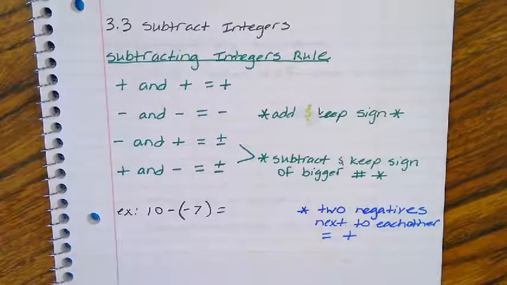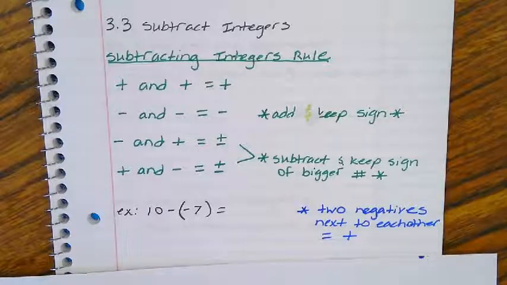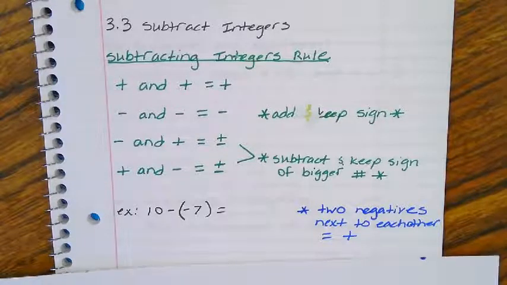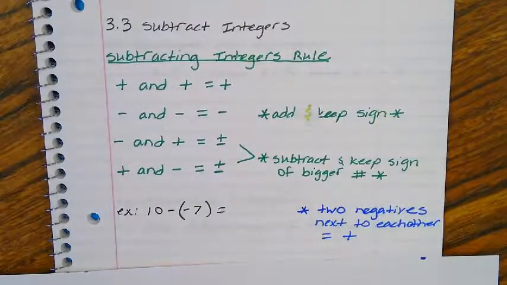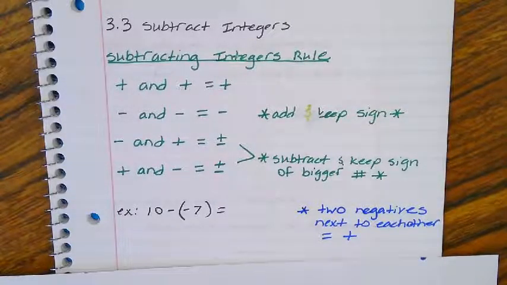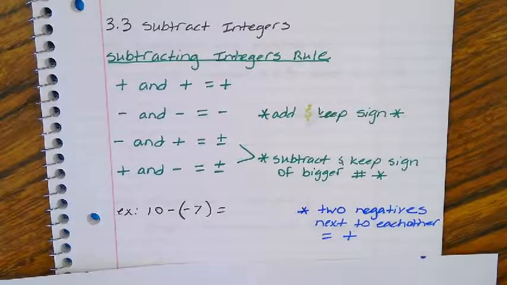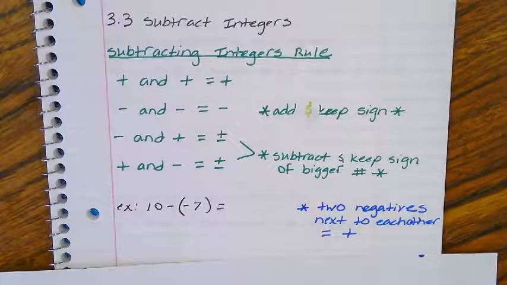Okay. So let's look at this guy. He's got his own little rule. So let's write down 10 minus negative 7. And then on the side there, I have a little rule: two negatives next to each other will become a positive. So write both those down, and then we'll see what we get here.